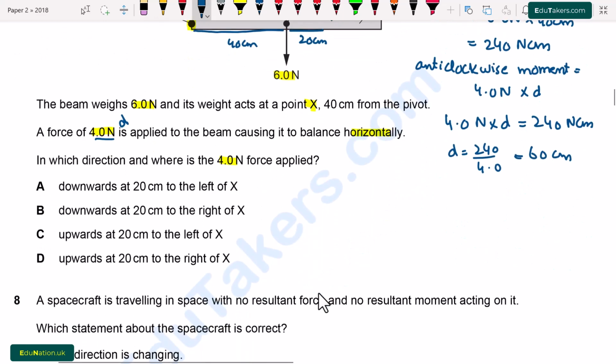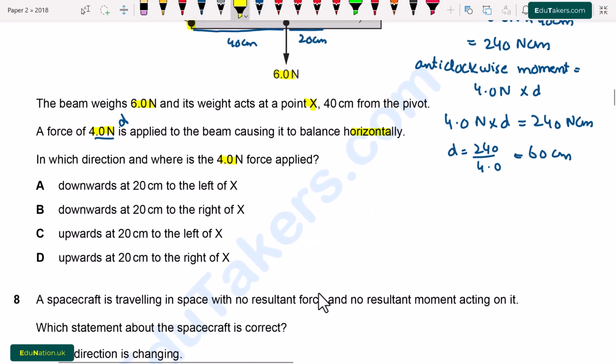Now we see the options. Option A, downwards. This is incorrect because this force is upward. B also says downward, due to which this is incorrect. C, 20 centimeter to the left of X. Because of the left, this is also incorrect because this force is acting on the right side. So option C is also incorrect. Option D, upwards at 20 centimeter to the right of X. So this option is correct.